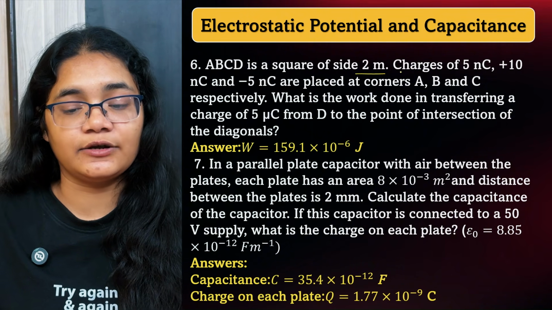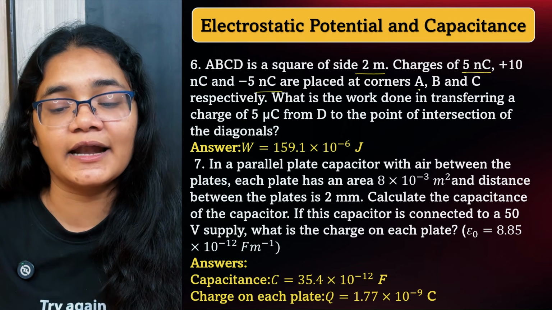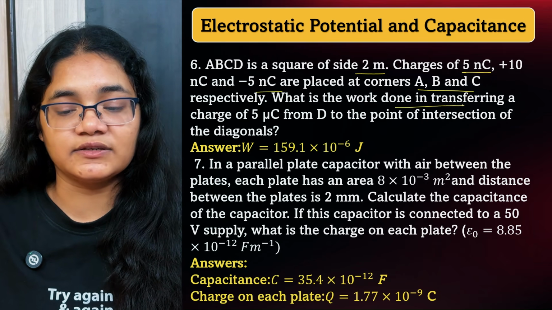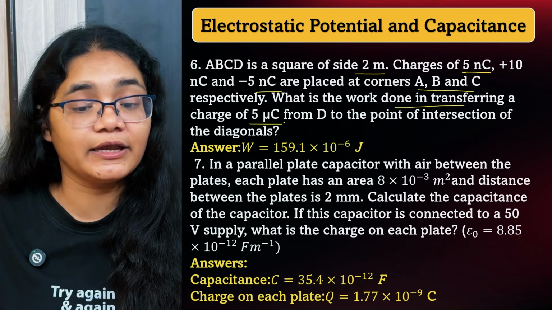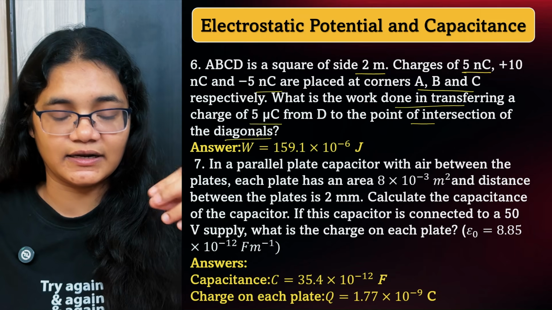ABCD is a square of side 2 meter. Charges of 5 nanocoulomb, 10 and minus 5 nanocoulomb are placed at A, B and C respectively. What is the work done in transferring a charge of 5 microcoulomb from D to the point of intersection of the diagonals, that is, to the center of the square?